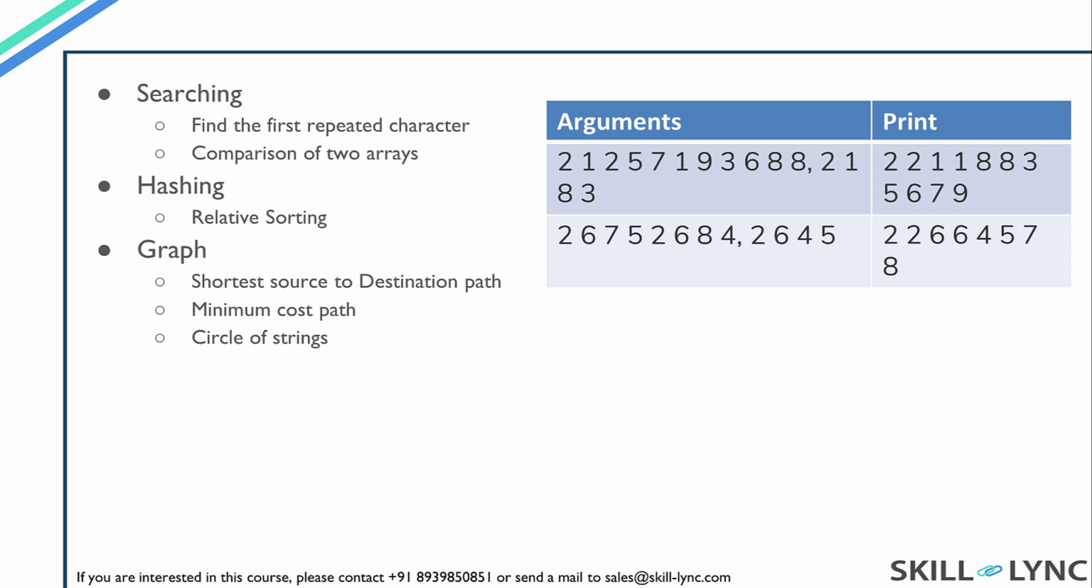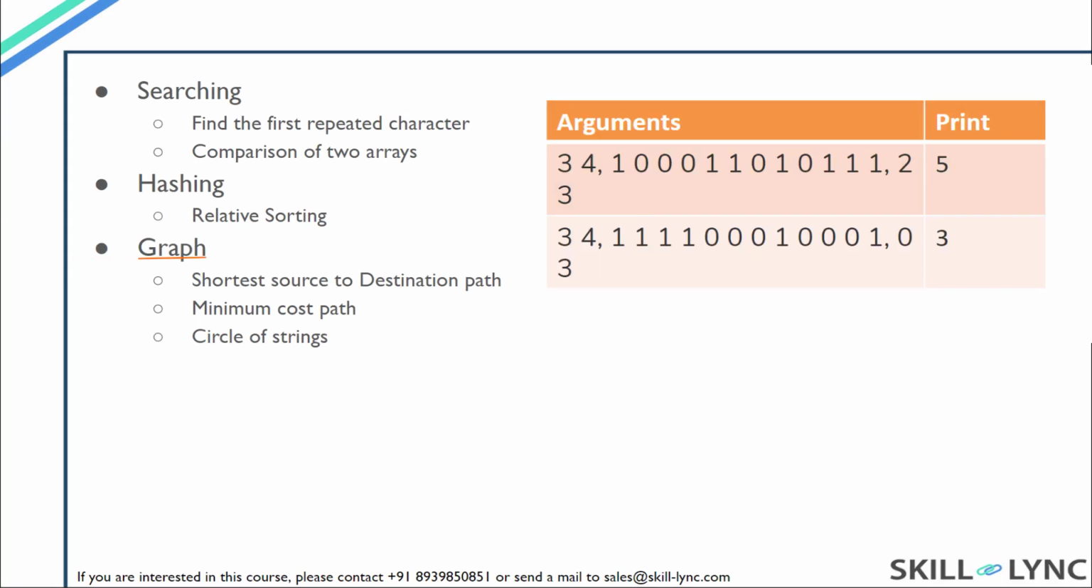And all the number 1s should be before number 8. And all the 8s should be before 3. Since we have the numbers 2, 1 and 8 occurring twice in the first array, the output will be printed in the form 2, 2, 1, 1, 8, 8, 3. And since 5, 6, 7 and 9 do not appear in the second array for reference, they will be displayed last. This covers the relative sorting part.